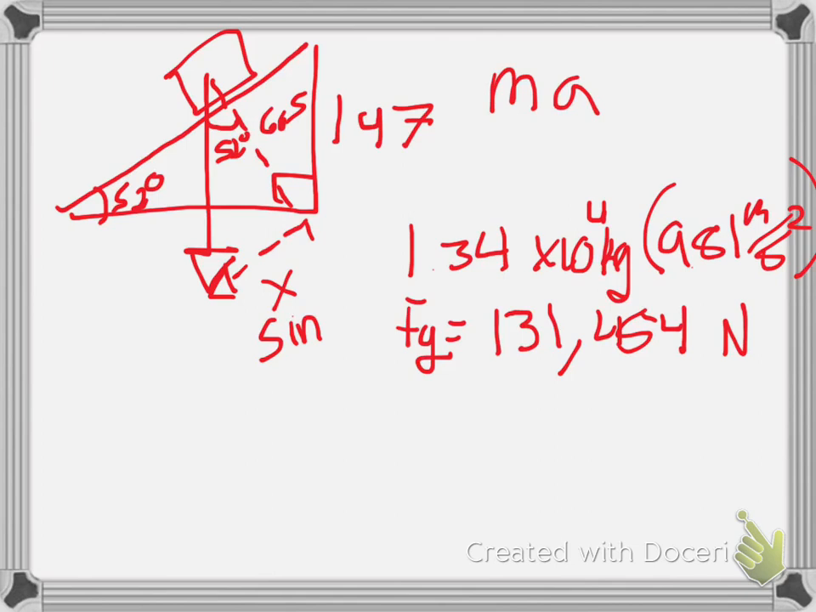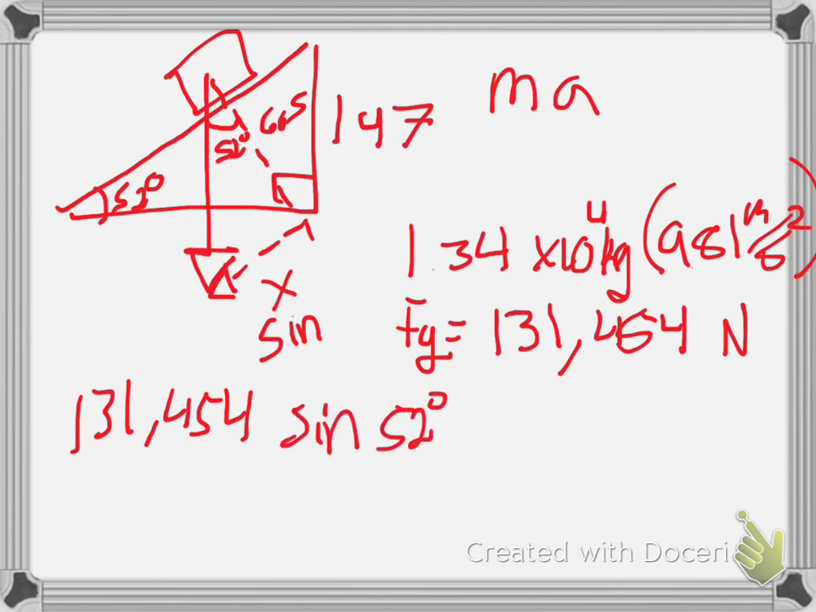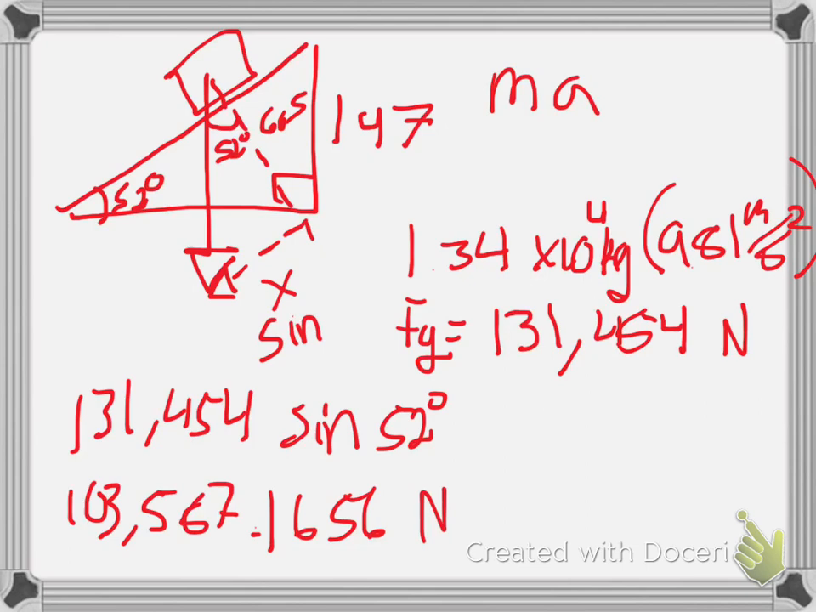So the x component is the 131,454 times the sine of 52. What I wind up with there is 103,587, and then a bunch of decimals. Yep. And that would be in newtons. Okay, so that is our force in the horizontal direction due to gravity.